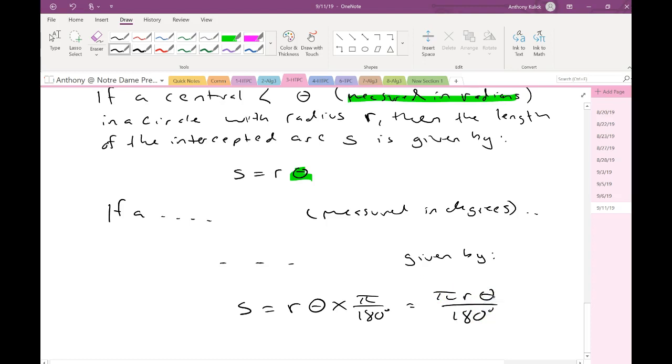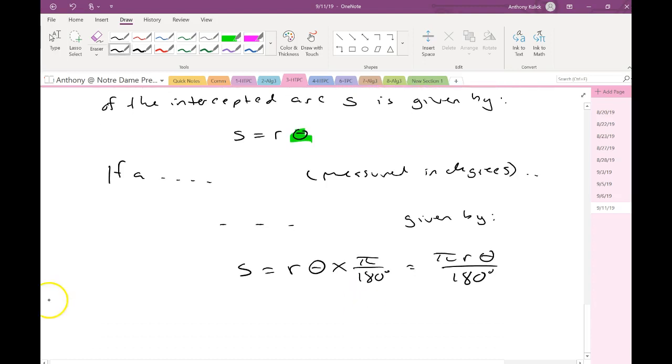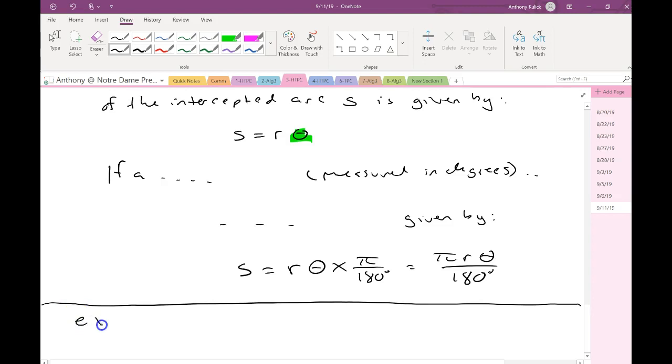So this is just the same formula. All I'm doing is converting my angle measure in degrees back into radians so that I can use it in the previous formula, right? That's all we're saying there. So what's the trick to using this formula? Making sure you pick the correct version based on whether your angle is measured in radians or degrees. So let's do some examples here with this.